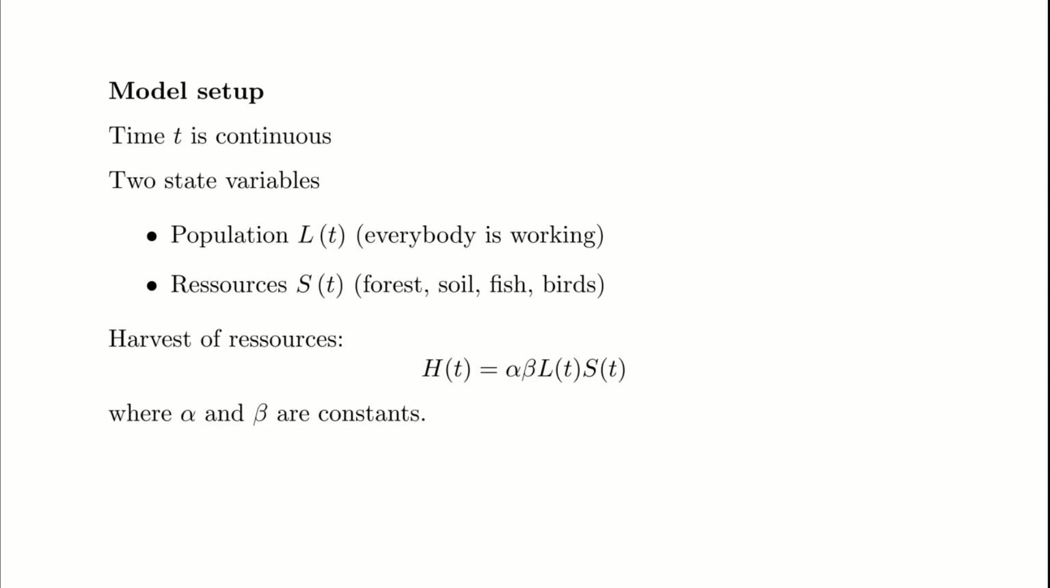The resource S is any renewable resource that is useful for our islanders to produce food, which may include forest, soil, fish, birds. The harvesting function is h_t equals alpha beta L_t S_t. So alpha and beta are constants. Like before, alpha represents the effectiveness of harvesting effort to produce food.